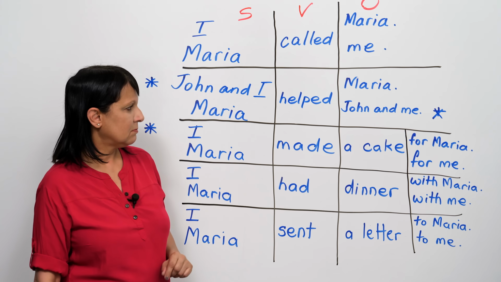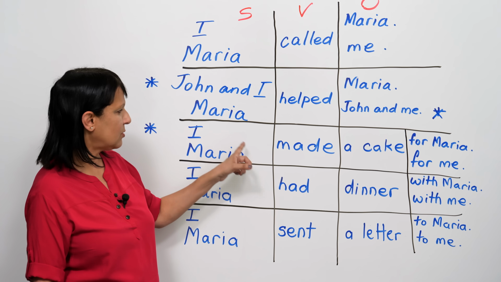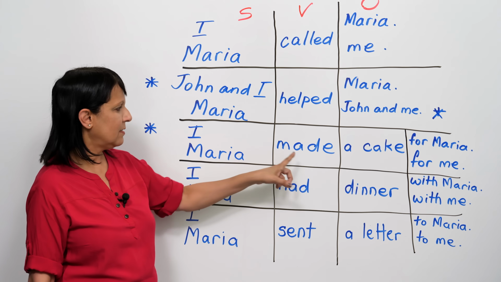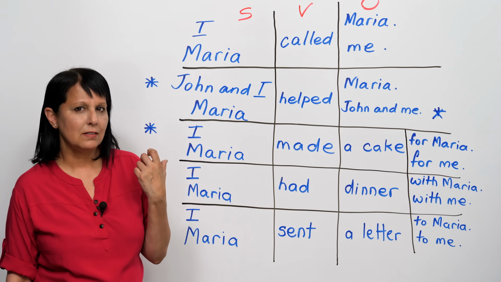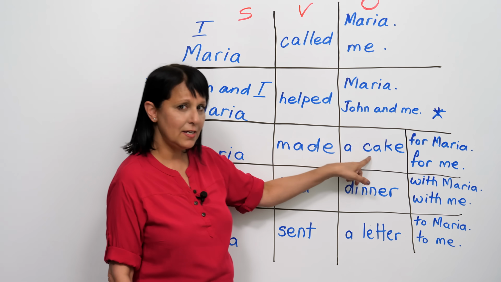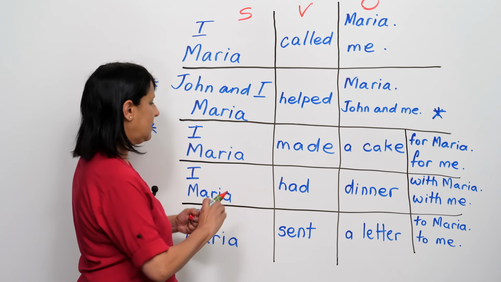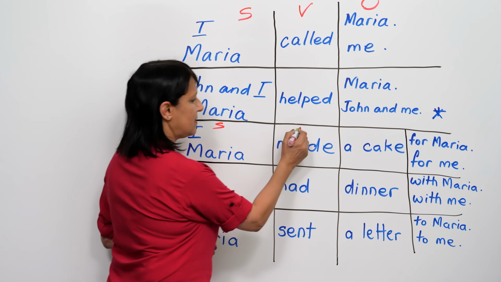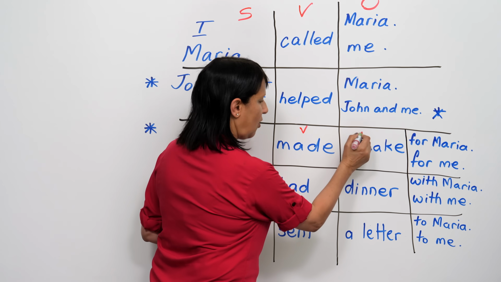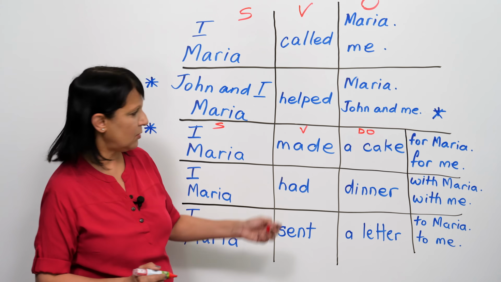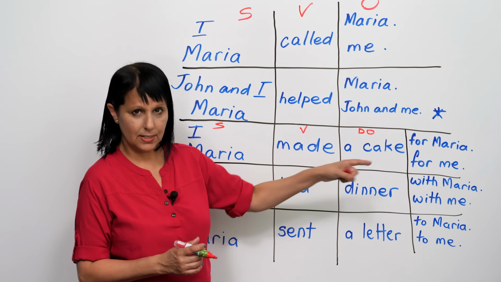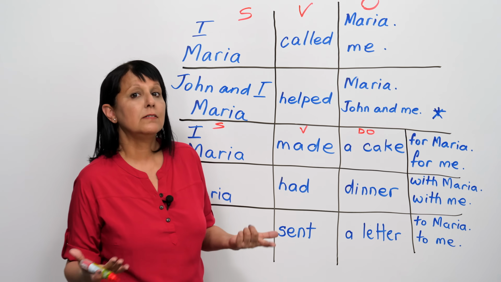Now, what's the subject? We know: I. Verb, made. Made what? I made a cake. So in this case, this is the subject. This is the verb. This is an object. In this case, it becomes a direct object. Okay, because I made what? A cake.